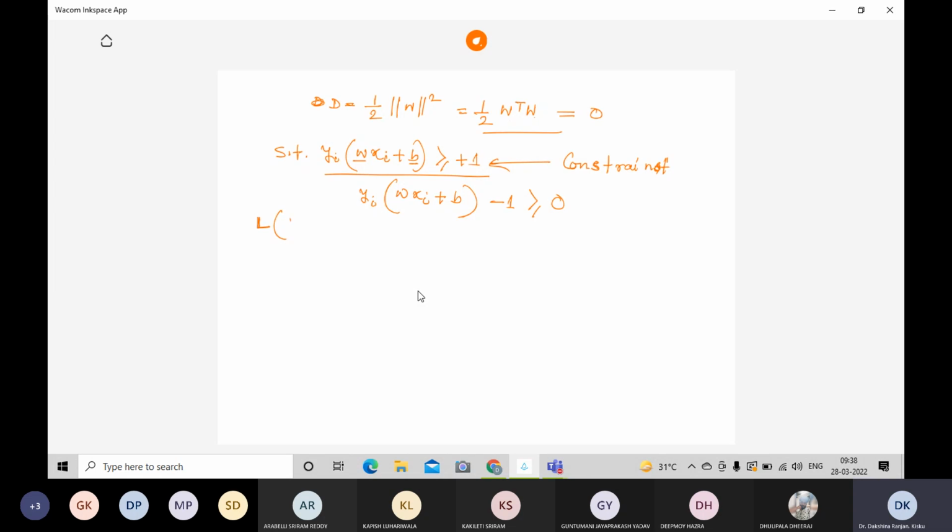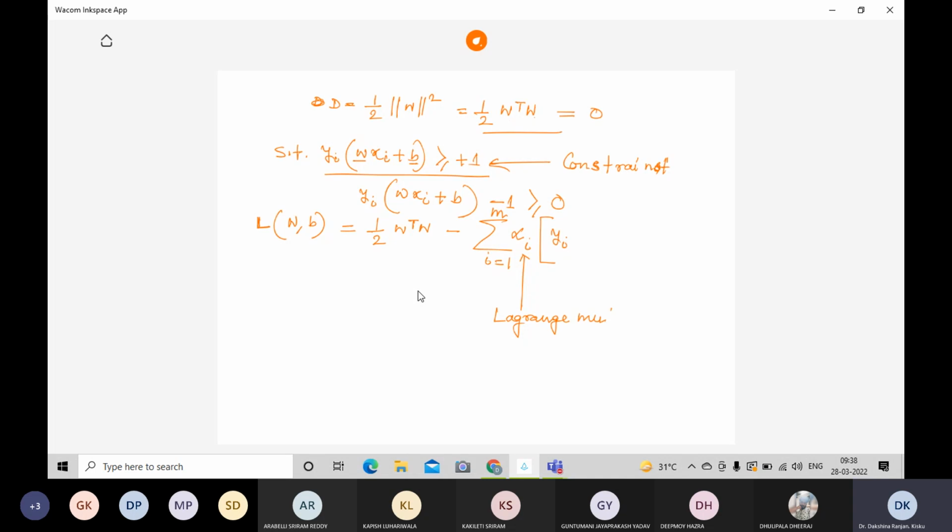So here we can write L of (w, b) equals half of w transpose w minus the summation from i equals 1 to m. If we consider there are m number of examples, here we are introducing alpha i. This alpha i is nothing but the Lagrange multiplier.